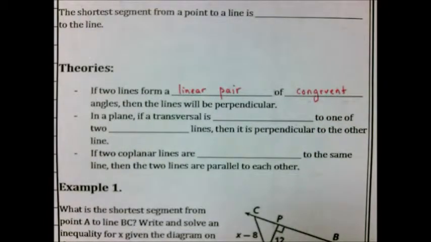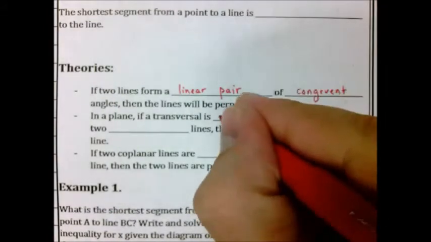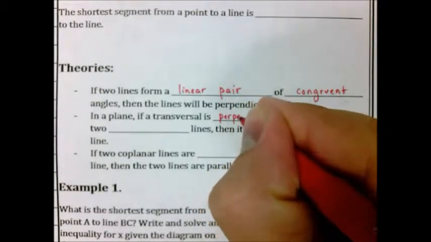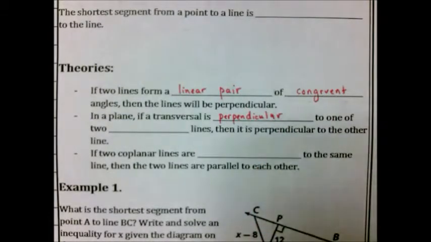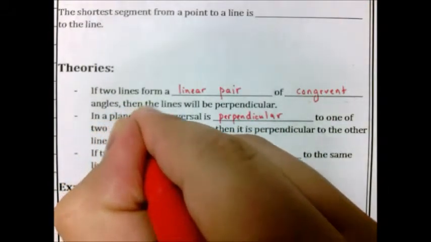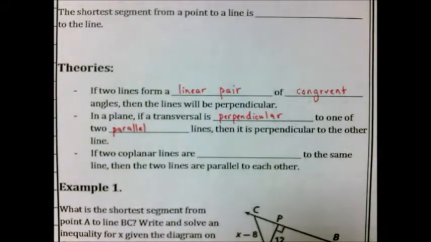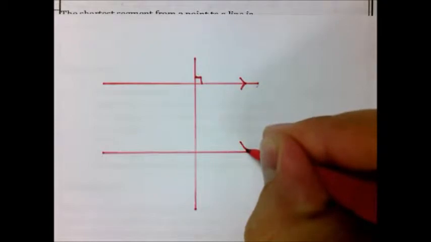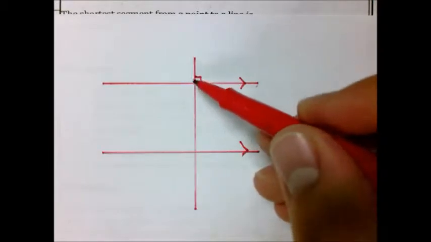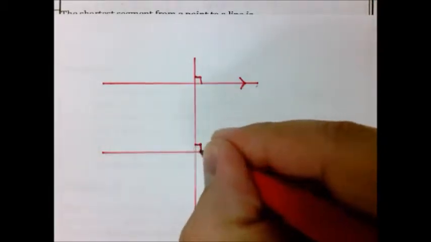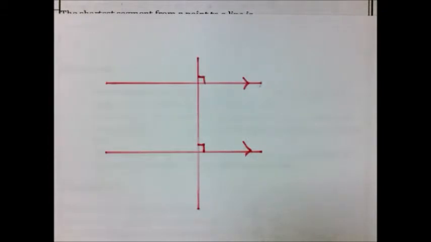Okay. The second theory says that in a plane, if a transversal is perpendicular to one of two parallel lines, then it is perpendicular to the other line as well. So what we're taking a look at here is we've got two parallel lines. These are parallel. And if this line is a transversal that cuts through those two lines, if one of these is perpendicular, if we know that this one's 90 degrees, then we know that this one has to be 90 degrees as well. That's just, it goes with it, okay?